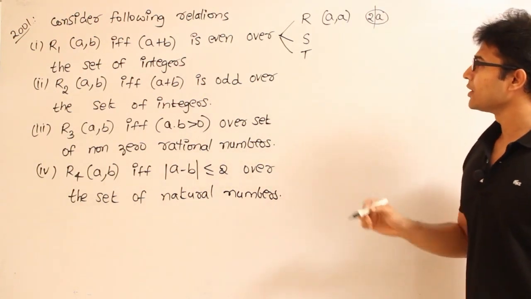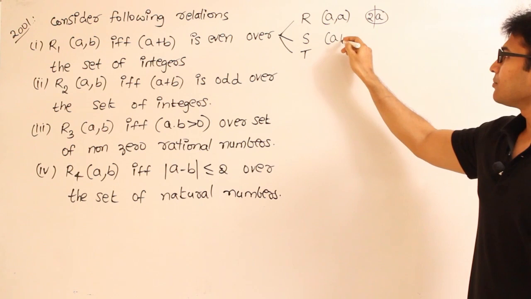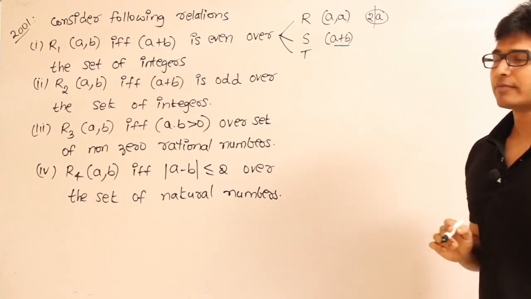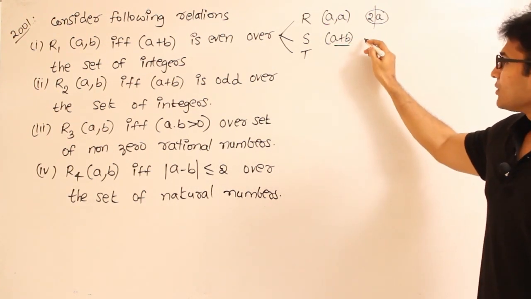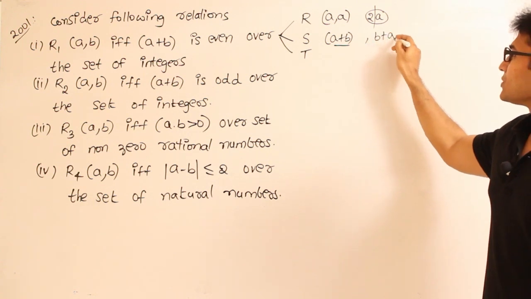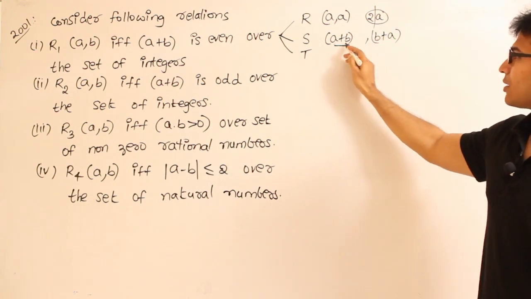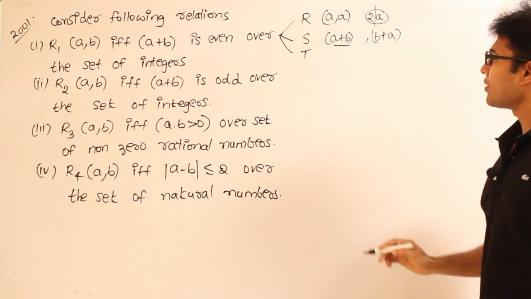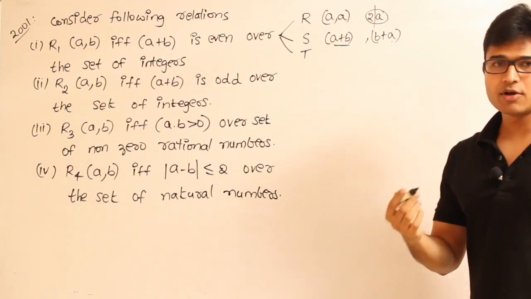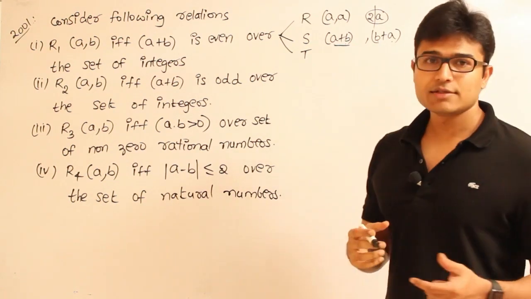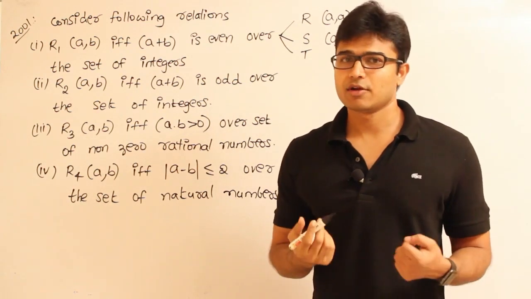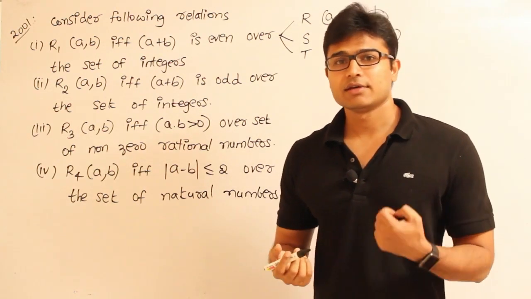What about symmetric? If a plus b is an even number, then b plus a is also an even number, and therefore if (a, b) belongs to R, then (b, a) will definitely belong to R. Therefore it contains all the symmetric pairs in case they are present. Therefore we can say that it is symmetric.